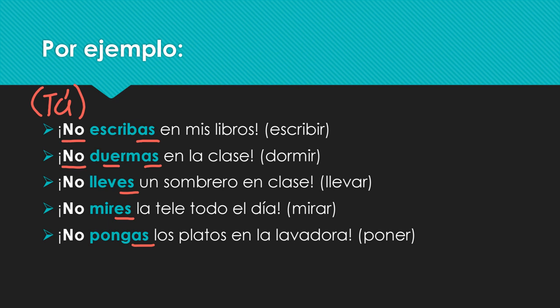For our affirmative tú commands, we did not add the opposite endings, right? So you're going to have to be careful switching back and forth between telling people what you want them to do and telling people what you don't want them to do. When you're telling them not to do something and you're going to use a no in your sentence, then you definitely want to add the opposite ending on the end.